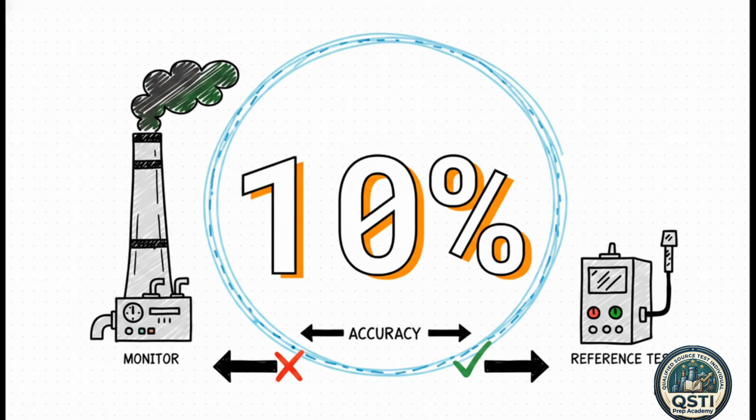Alternatively, that allowable margin of error can shrink significantly. The relative accuracy must be no greater than 10% if the calculation is based directly on the applicable emission standard itself, rather than that average reference method value. So it really demands a highly precise alignment between what the machine claims is coming out of the stack and what the reference test proves is actually there.